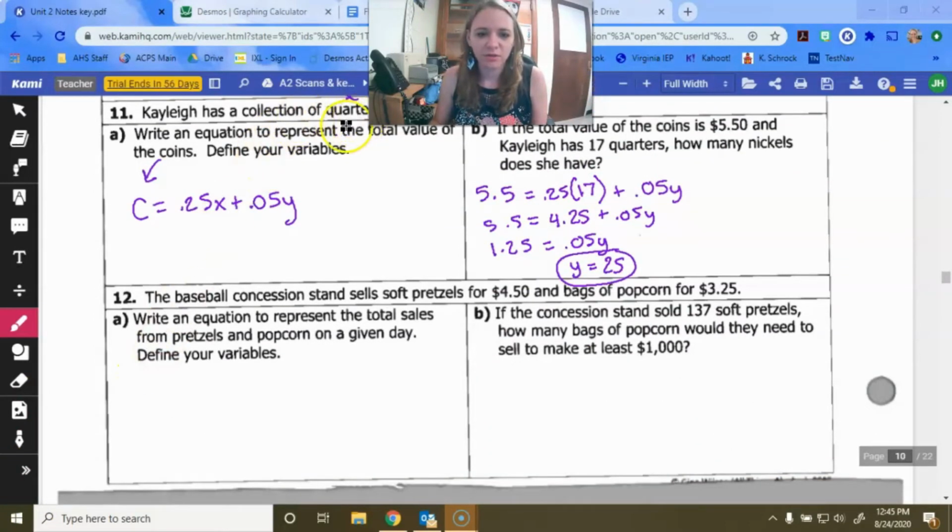So the quarters were each worth 0.25 and the nickels are each worth 0.05. So since you use those values, since they want the value of the coins. Alright, so here's your equation. And then you plug in the $5.50 at the beginning, since that's the total. Plug in 17 for the number of quarters, which is x. And then you're finding y. Y ends up being 25.